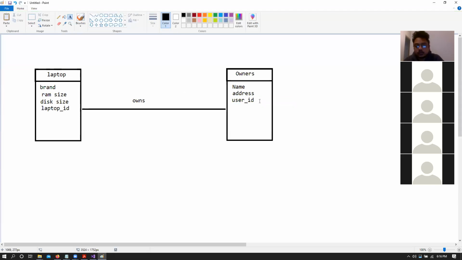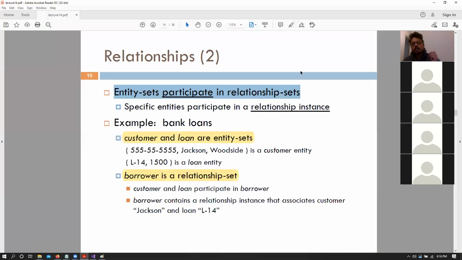that these two are related. So that means that this particular user ID can own a laptop ID, where those two things are primary keys, right? So relationships actually connect two or more entities. Usually 99% of the time, they are going to connect two types of entities or two types of tables, but we can also have more if we want to.